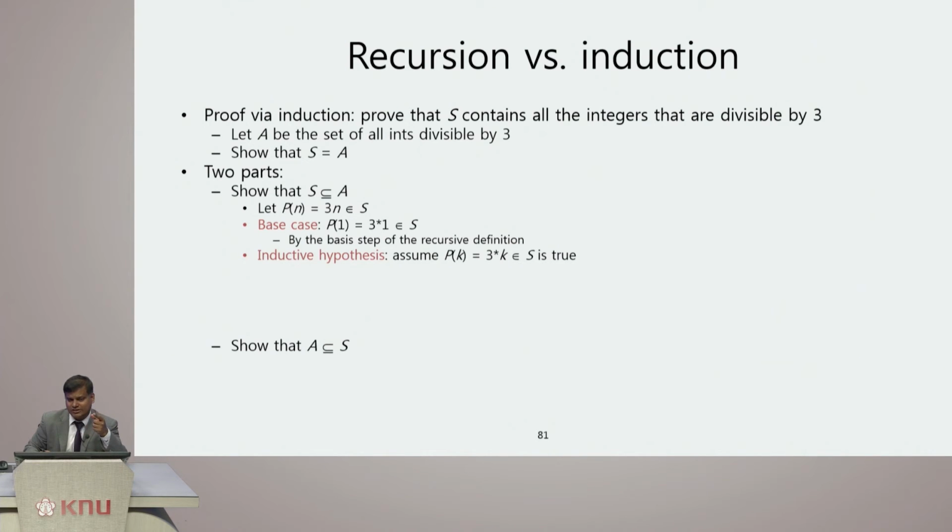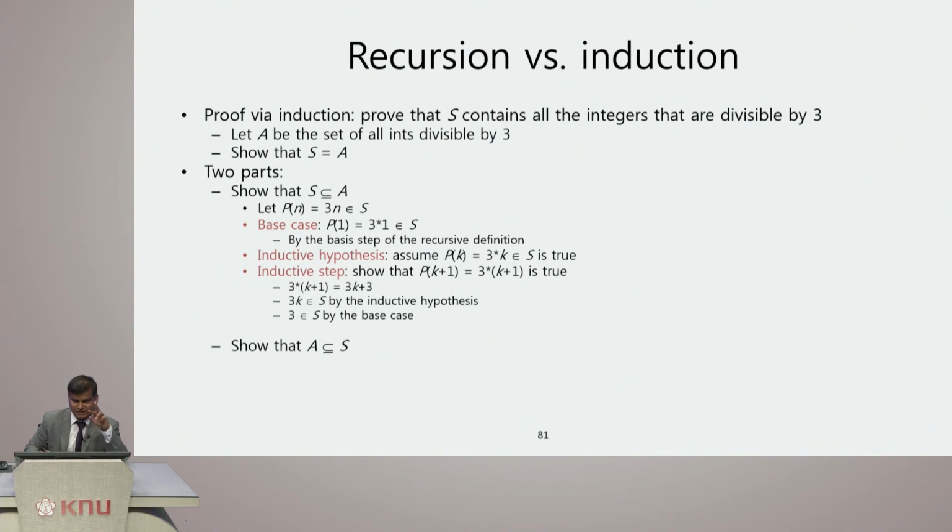And what is our next step? We are going to do the inductive step for P of k plus 1. We have to prove that P of k plus 1 has to be true. So P of k plus 1 equals 3 times k plus 1 is true. So let's see here, 3 times k plus 1 equals 3k plus 3. So 3k is an element of S by the inductive hypothesis that we have seen earlier. Therefore, we have 3 is an element of S by the base case. We already saw that one as well. So thus 3k plus 3 is an element of S by recursive definition.